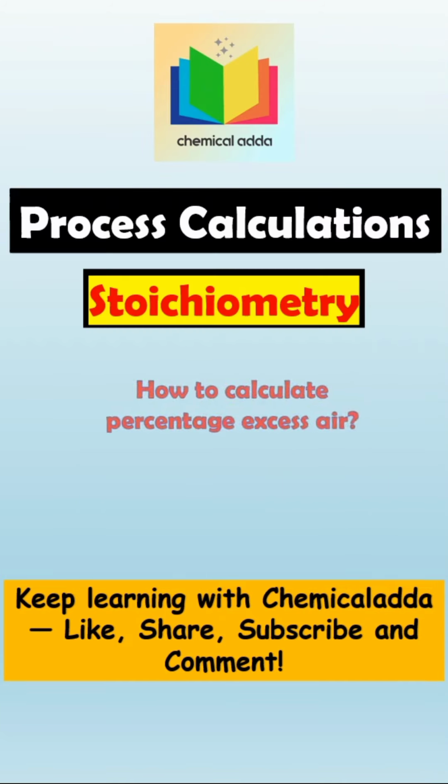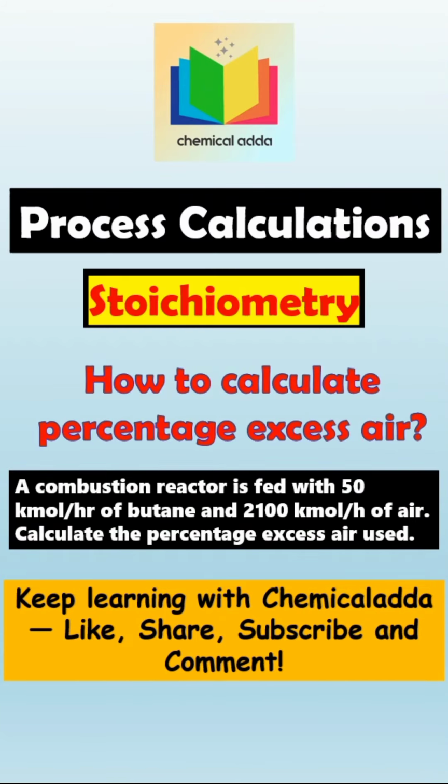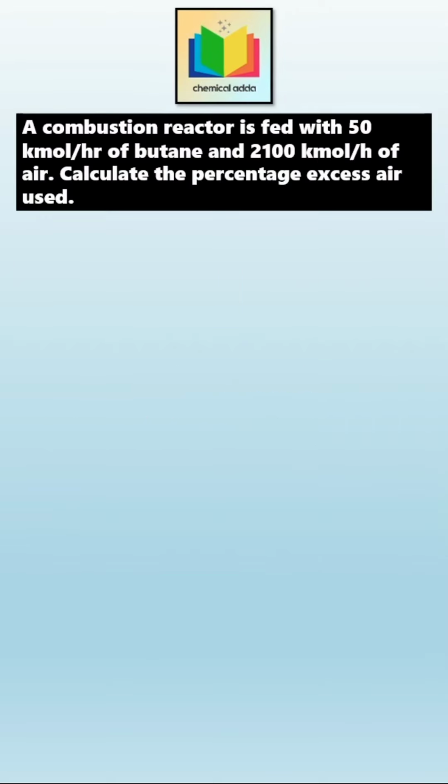Let's quickly understand how to calculate percentage excess air. So, let's take the numerical example based on this. A combustion reactor is fed with 50 kmol per hour of butane and 2100 kmol per hour of air. Calculate the percentage excess air used.